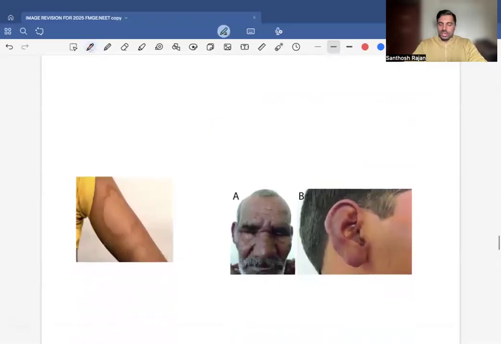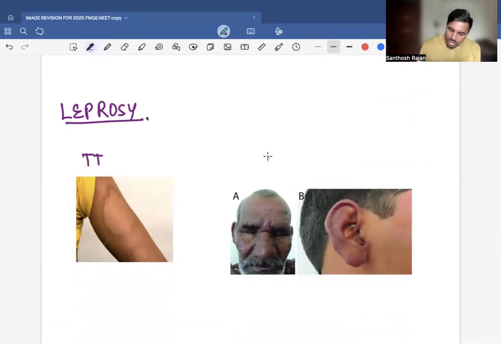Now, this is again a very interesting one. This is your leprosy, which is Mycobacterium leprae. This is your TT form, and this is your lepromatous form, LL form. Very important. In TT you only see skin changes, that is paucibacillary. Here it is multibacillary. That's what it is. Very severe.